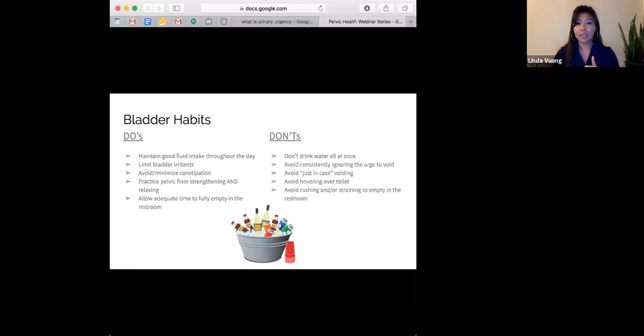Avoid hovering. This one's a little tough with sanitation purposes, but that is why we have those seat covers. Hovering also changes the mechanics of the pelvic floor and how much it's actually working and allowing the bladder to release. So that is also a reason why we try not to hover. And then we talked about rushing and straining.